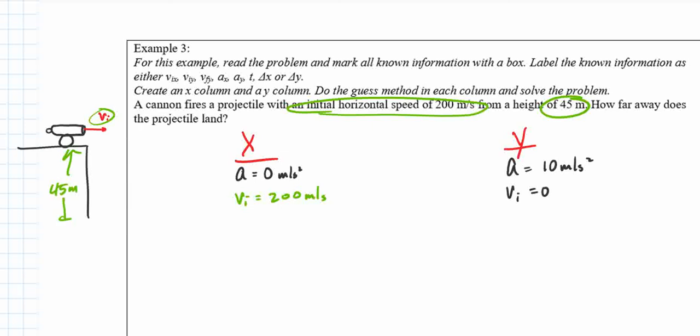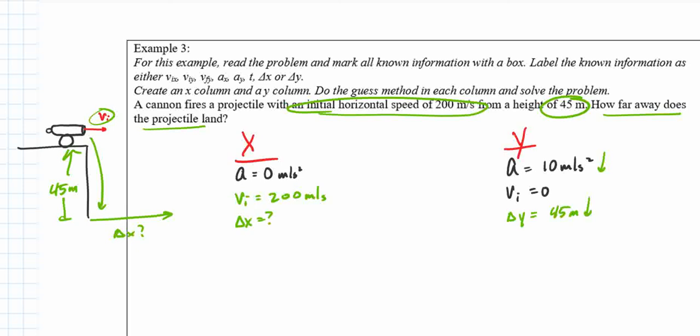So that means the cannonball goes down 45 meters. That's a displacement in the y direction. 45 meters down, 10 meters per second squared down. They're in the same direction. That's in the y. And I want to know, how far away does the projectile land? That is the delta x that we don't know. So my unknown is delta x.